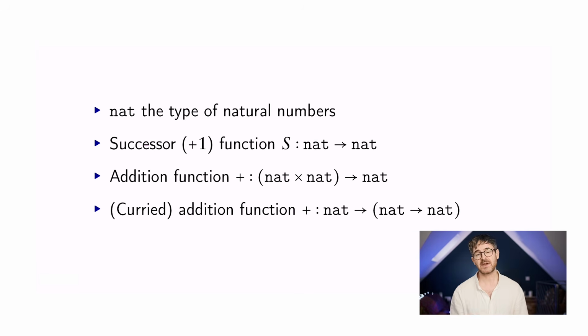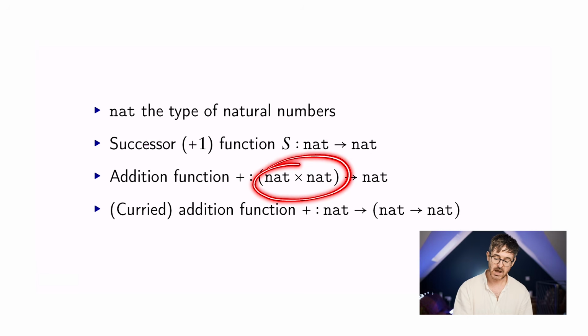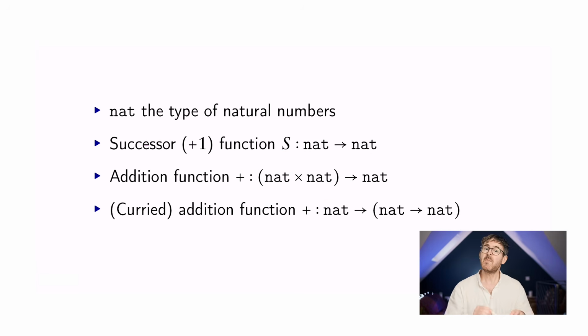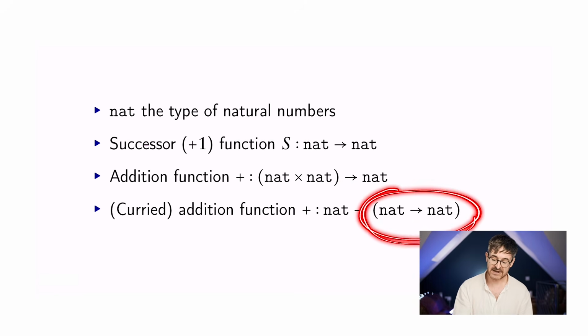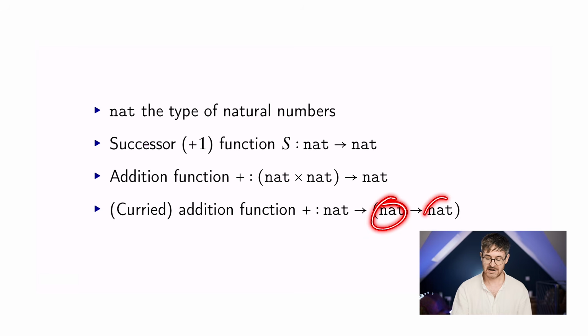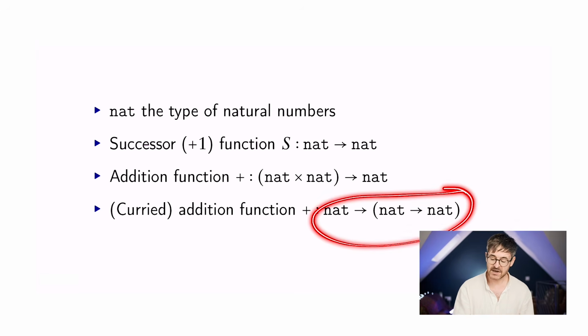Pretty simple there. We've also got the addition function. What's its type going to be? Well, that takes in two natural numbers, or a pair of natural numbers, and spits out another natural number. So we can say it's got this type, from a pair of natural numbers to a natural number. But there's another way of thinking about it. Rather than thinking of it as taking in two natural numbers at once, we can think of it as first taking in one natural number and returning another function from a natural number to a natural number.